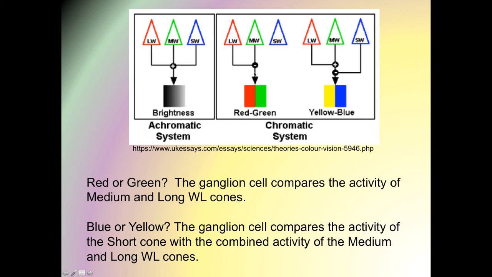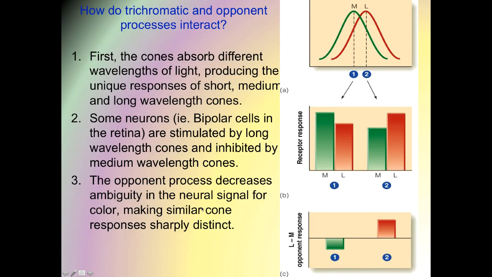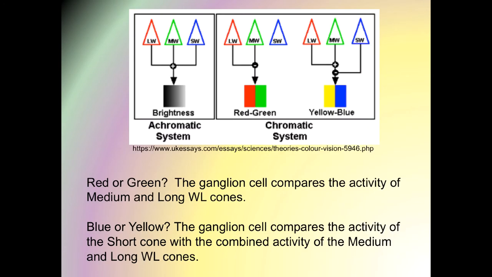We can see here how the system works for the different channels. For the red-green system, the ganglion cell, for example, compares the activity of the medium and long wavelength cones. That's exactly what we saw here. For the yellow-blue system, then the ganglion cell would compare the activity of the short cone with the combined activity of the medium and long wavelength cone. So in this case, it's short cone versus the combined activity of medium and long.